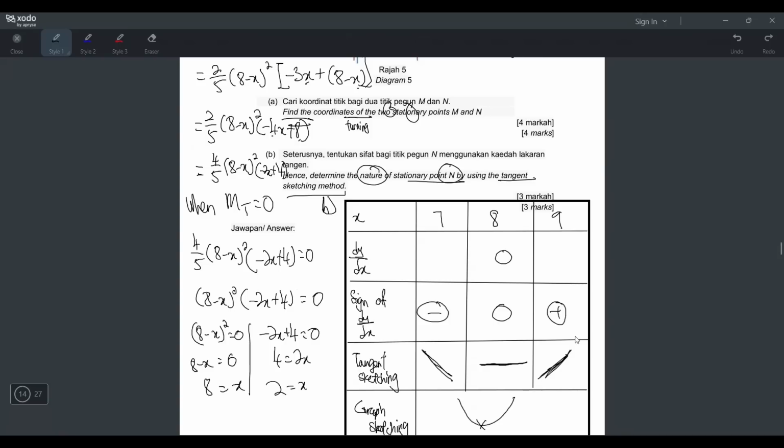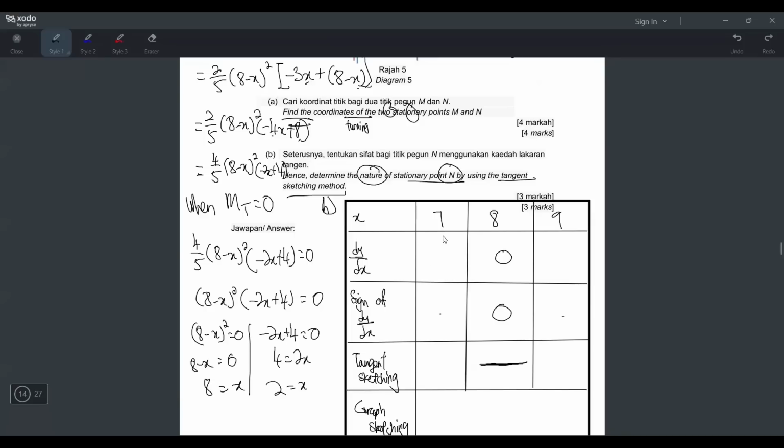It means your point will be a minimum point, right? If it ends up being like this. But what if it ends up being like this, and then like this? It means this one is positive, because only when the dy dx is positive, meaning your gradient tangent is positive, will your line go up. And then this one is negative, so your graph sketching will be like this, and it will be a maximum, right? So it depends on the sign of dy dx before and after the turning point, right?